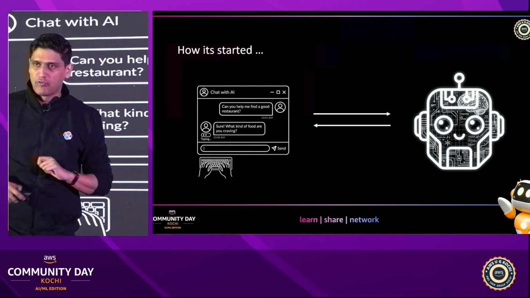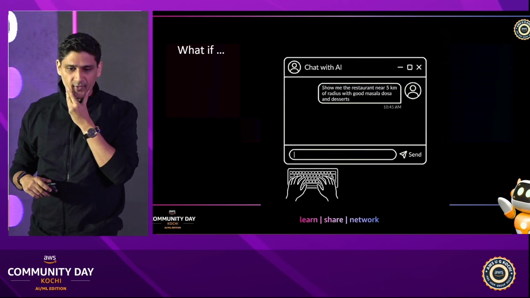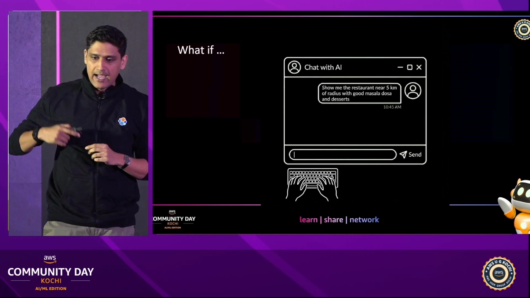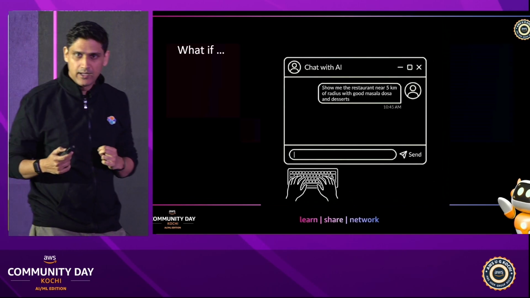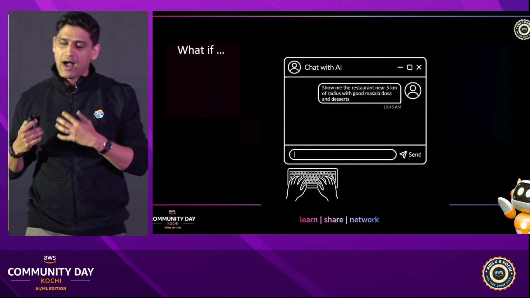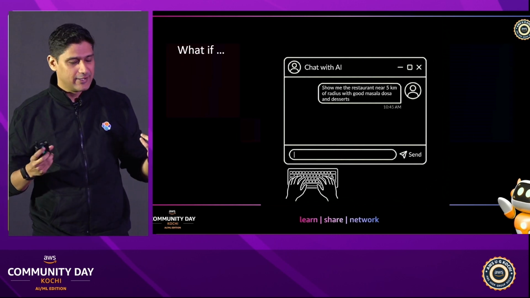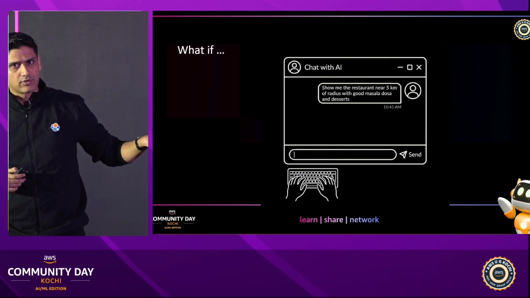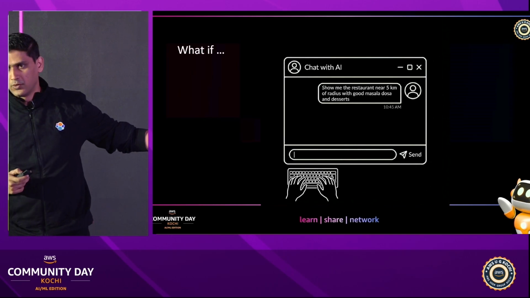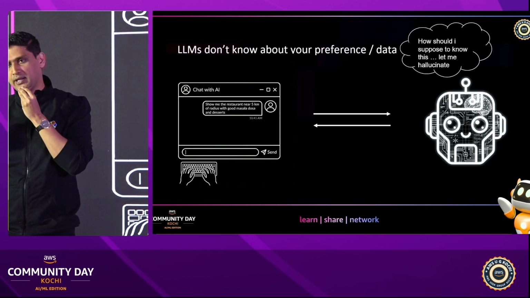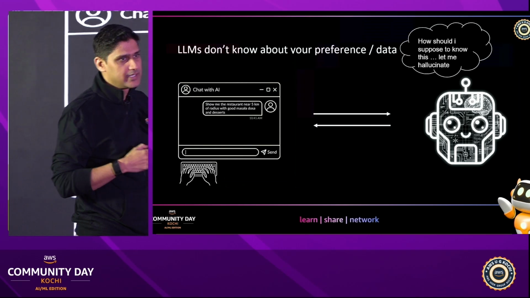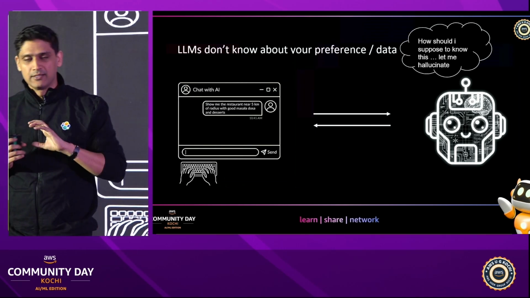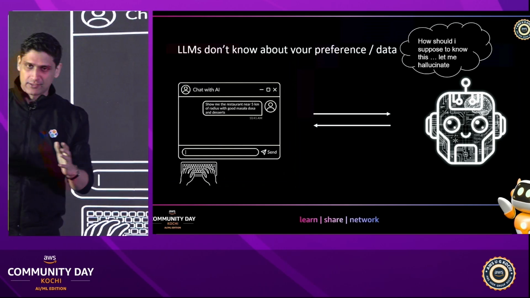Now, how has it evolved? What if you ask, show me the restaurants within 5 kilometers of my radius with good masala dosa and dessert? What do you think, if you ask any LLM, I don't want to name any LLM right now, is it going to give the right answer for this? Because it's your personal data. No, right? The response could be hallucinated. It's going to hallucinate, or maybe give you some workaround or some kind of reference, most probably.